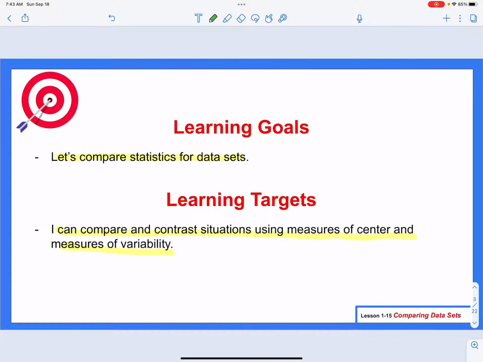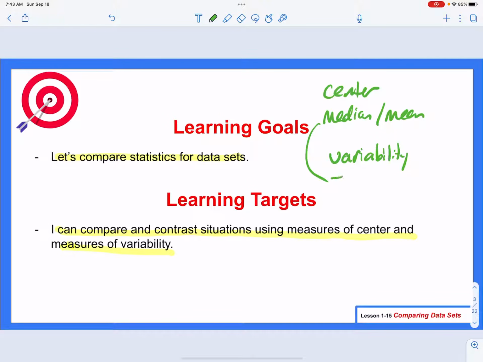So at this point, we really have talked a lot about our measures of center, which are our median and our mean. And we've also talked about our measures of variability, which are going to be, when related to the median, our interquartile range. And with our mean, we've been talking about our standard deviation. So those are the main things we've been discussing over the last few weeks. So we're going to be looking at those a little bit more today.